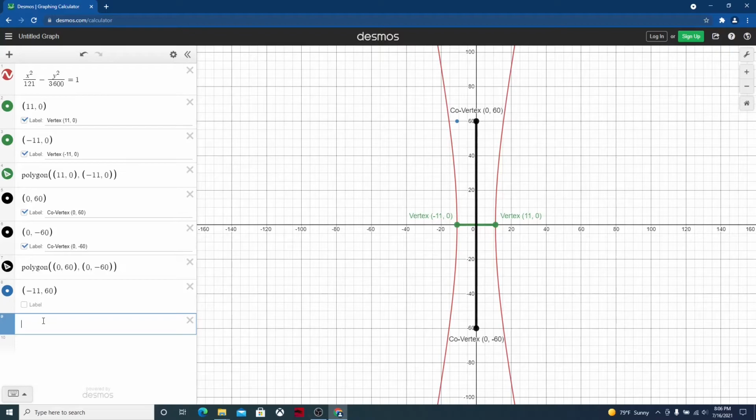So the X coordinate of the vertex on the right is 11, and the Y coordinate of the vertex up at the top is 60. And so there we have our next point, the next corner point for our box. We're going to turn that into blue.